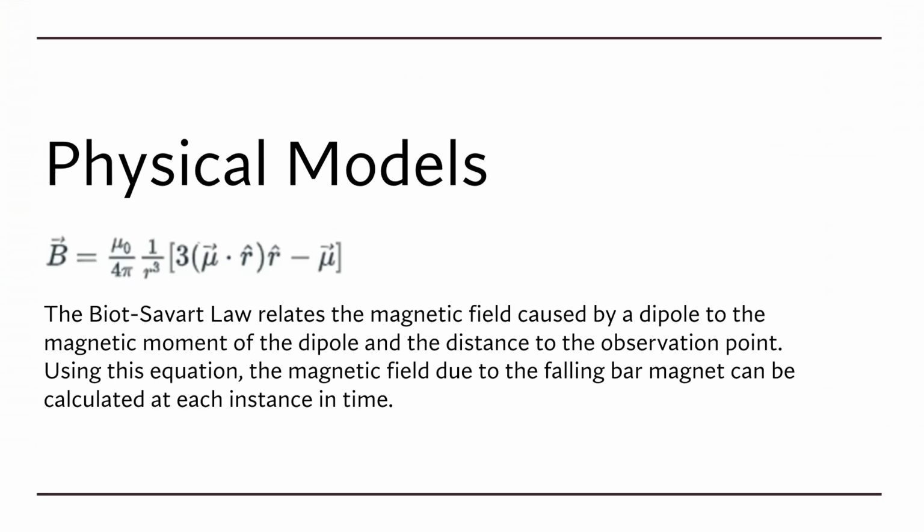PHYS law relates the magnetic field caused by a dipole to the magnetic moment of the dipole and the distance to the observation point. Using this equation, the magnetic field due to the falling bar magnet can be calculated at each instance in time.